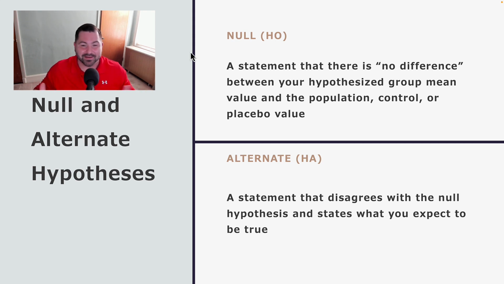Alternatively, no pun intended, the alternate hypothesis is a statement that disagrees with the null and states that there will be a statistically significant difference between the experimental group and the control group, the experimental group and the population, or the experimental condition to a control condition.